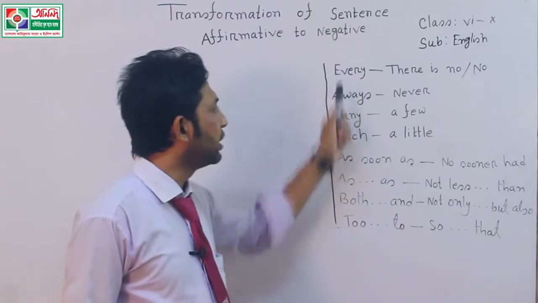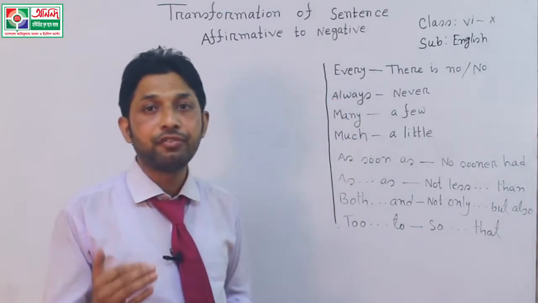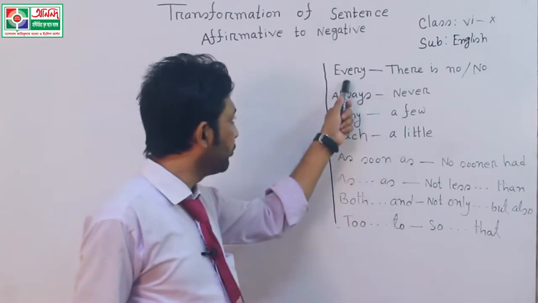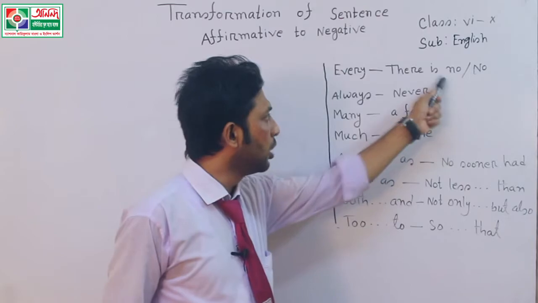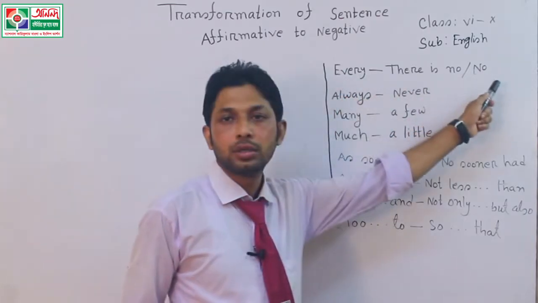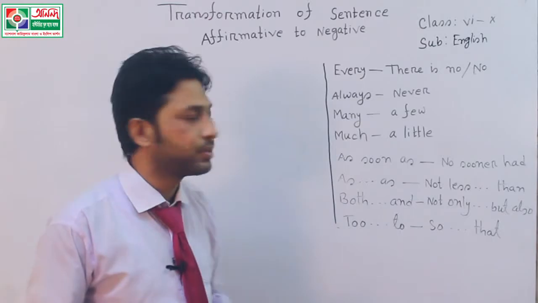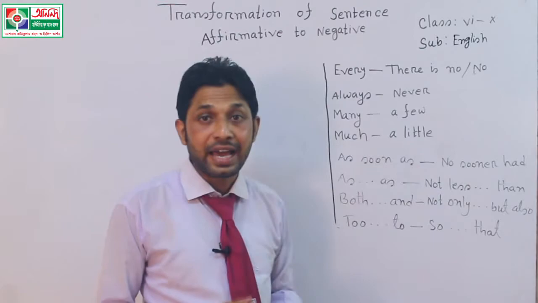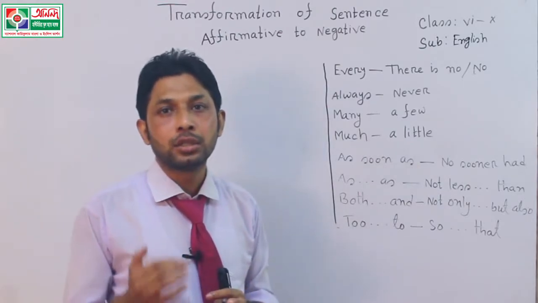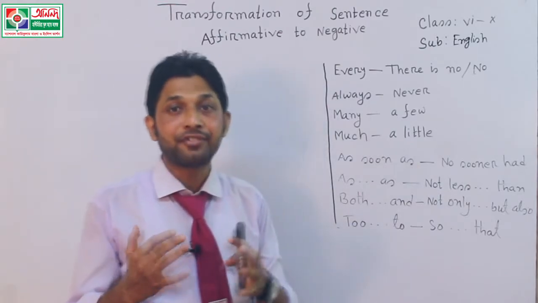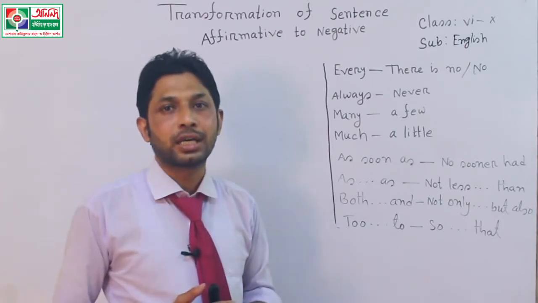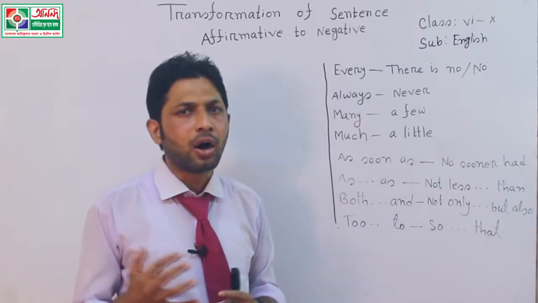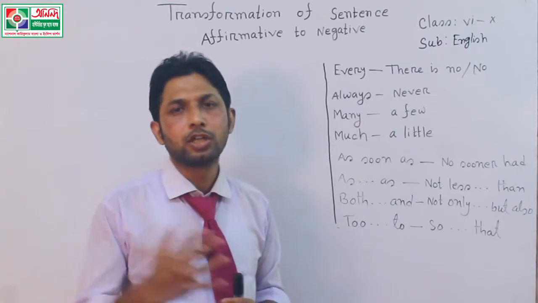At first, every. Dear learners, every we can use in two ways, such as every changes into there is no, or every changes into no. At the time of negative sentence, if we use there is no instead of every, then will be the attached word to every, and after that according to the structure will be but, and finally the rest of the sentence, or from verb to end of the sentence.